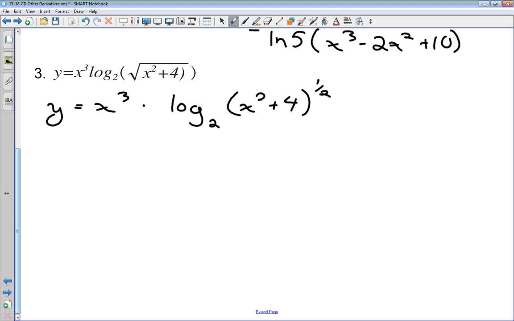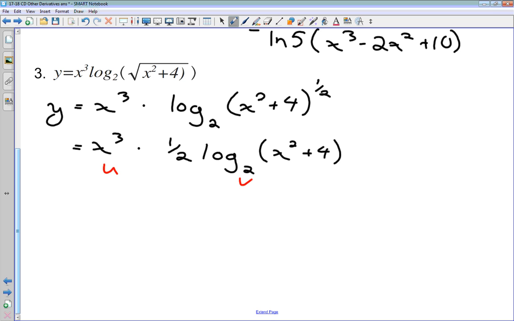We can simplify it a little bit more, again, using one of our laws of logarithms. In the last lesson, we used the division law, the quotient rule. Here we can use the power rule. If we've taken the log of something to some exponent, we can bring that exponent out in front of the logarithm. So this becomes x cubed times 1/2 log to the base 2 of x squared plus 4. That's going to make our derivative a little bit easier to do here, okay? Because that function inside our logarithm is no longer a composite function.